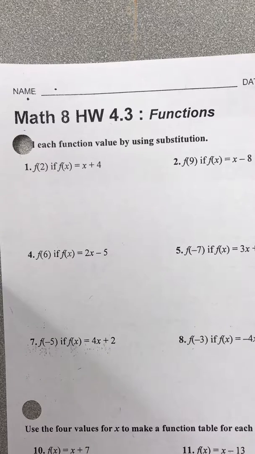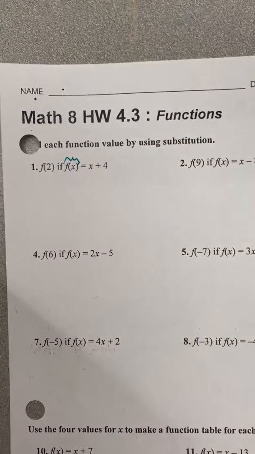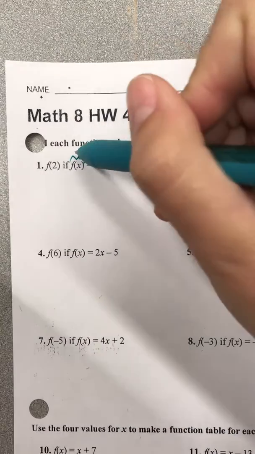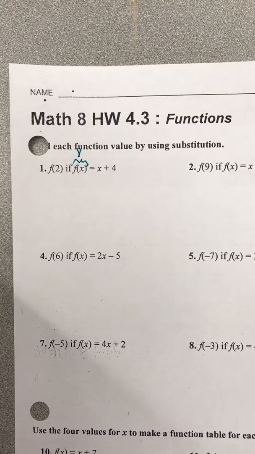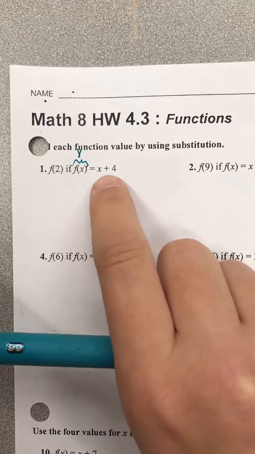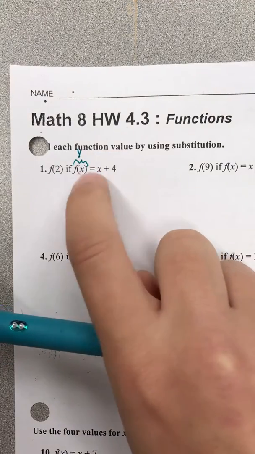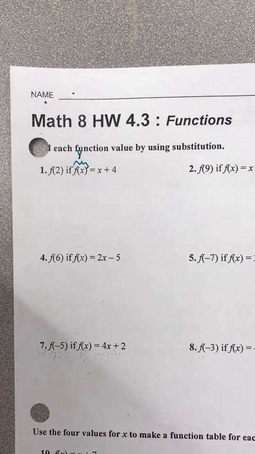In section 4.3, we talked about what it is to be a function, and a function is just a fancy way of writing an equation. This notation right here, where it has f parenthesis x, that part of the equation is technically also known as y. So I have an equation that says y equals x plus 4, but in function notation it says f of x equals x plus 4.